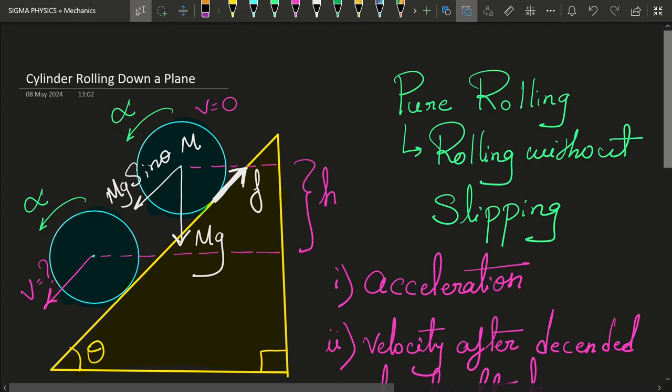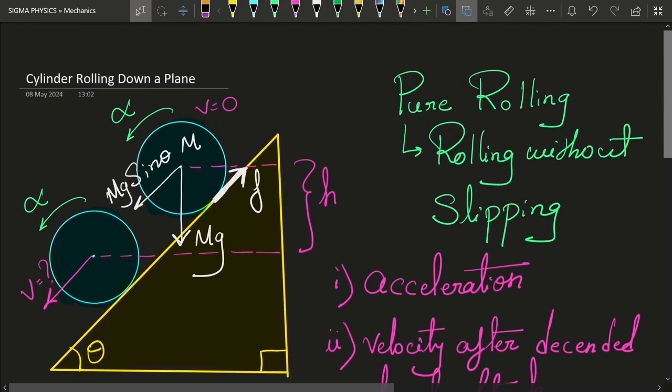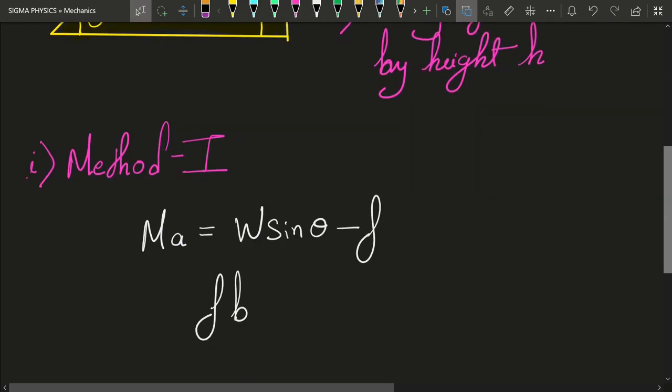Now, as I've already told you, what is causing this body to have an angular acceleration alpha? It is the torque due to friction. So what is the torque due to friction going to be? Let us say this cylinder has some radius b, small b. Then the torque due to friction on the cylinder is going to be F times b, right? Force times the perpendicular distance.